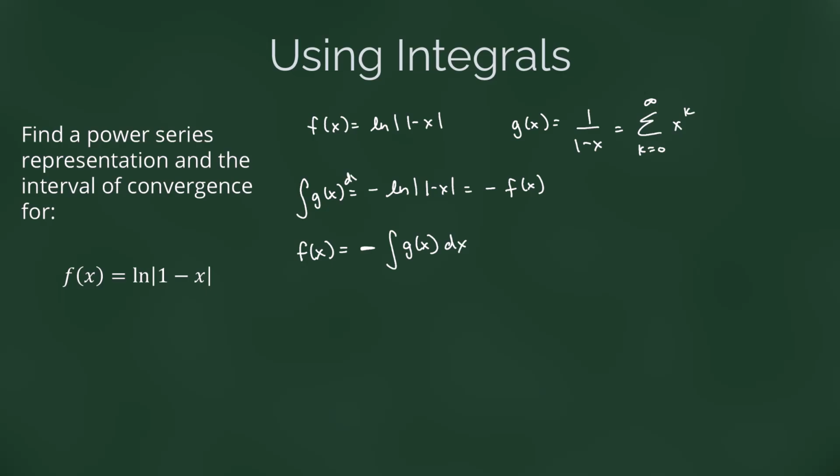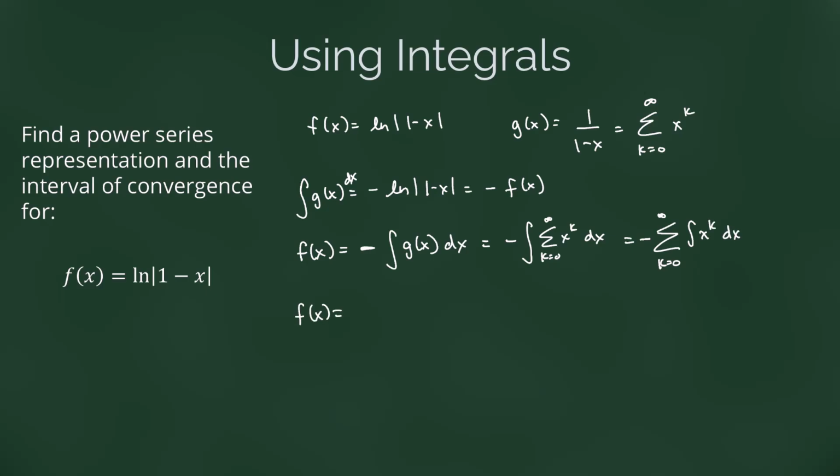I should have put a dx over in this antiderivative. That was terrible notation. Which is then the negative antiderivative of the sum from k equals 0 to infinity of x to the k dx. Sums and antiderivatives can be shifted around, so we get the negative sum from k equals 0 to infinity of the antiderivative of x to the k dx.